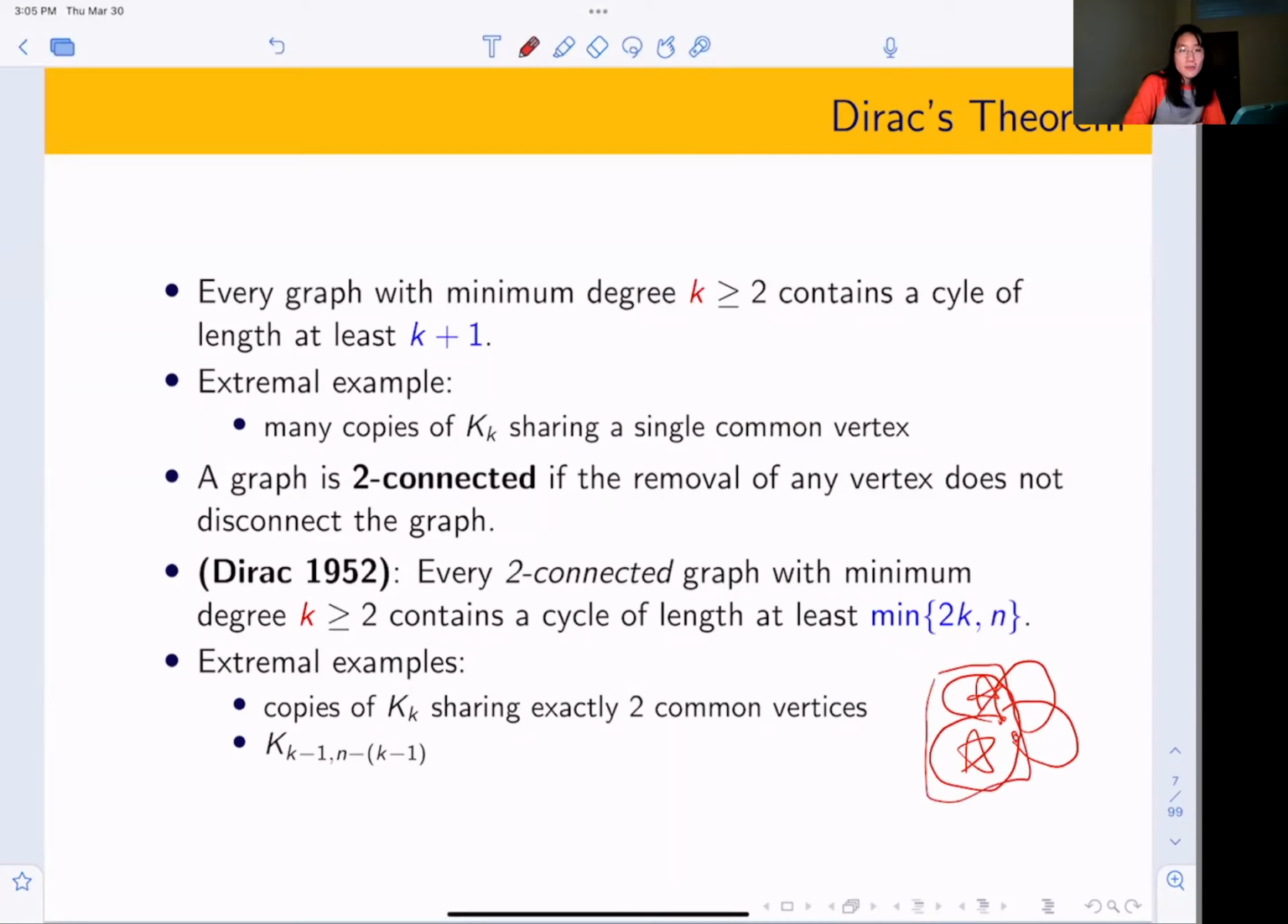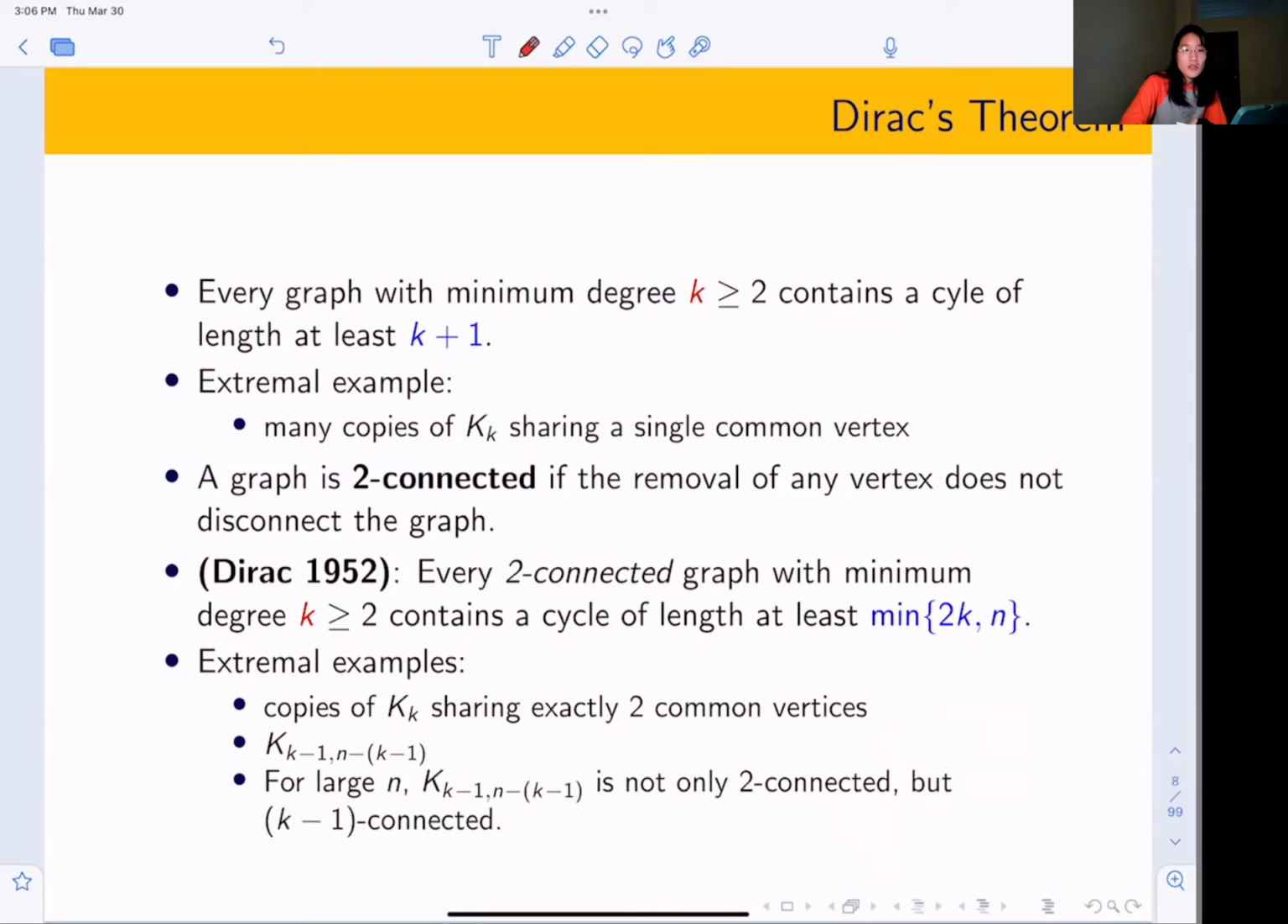And as another extremal example, we have this complete bipartite graph. One side has size k minus 1, the other one has all of the other vertices. But here the longest cycle again is 2 times k minus 1. And moreover, whenever we have a large number of vertices, this complete bipartite example, not only is it 2-connected, but it's going to be 3-connected, 4-connected, all the way up to k minus 1 connected. So in this sense, we cannot improve this theorem by requiring higher connectivity. This is where it sort of remains.